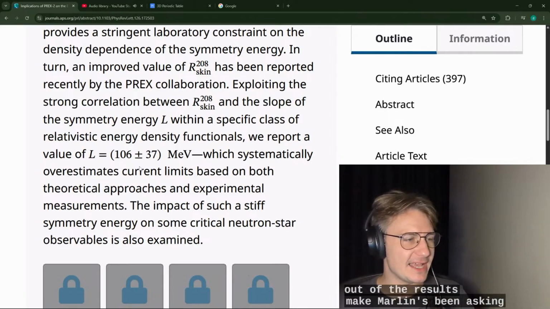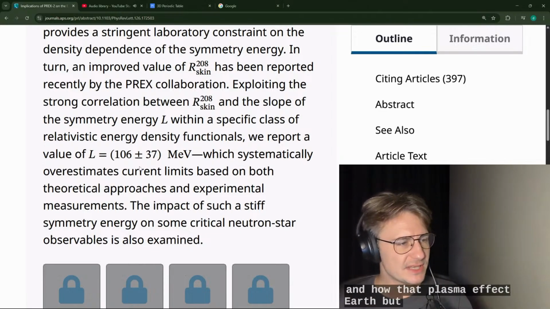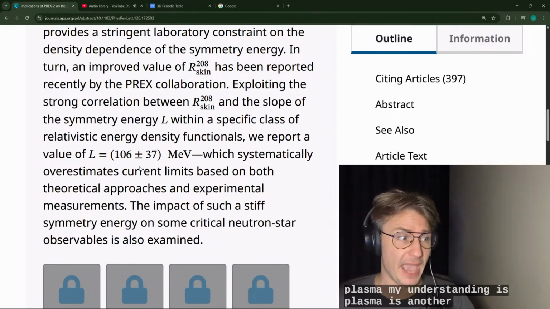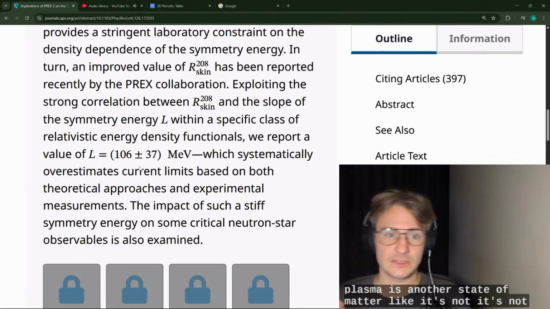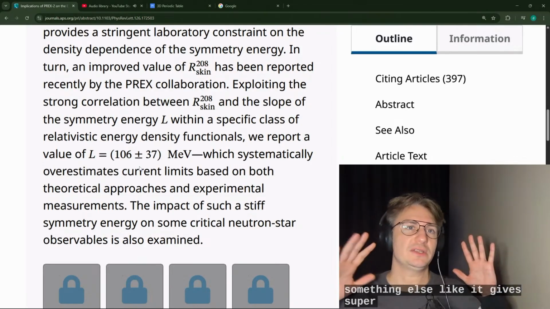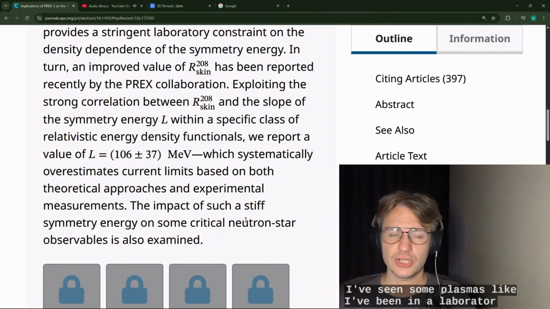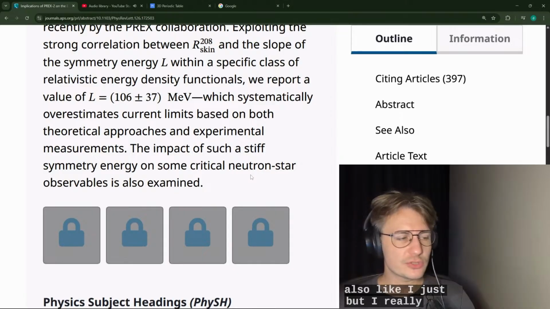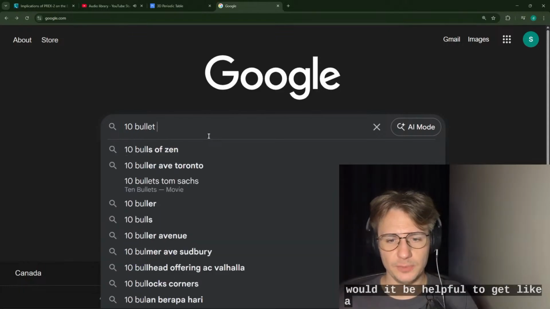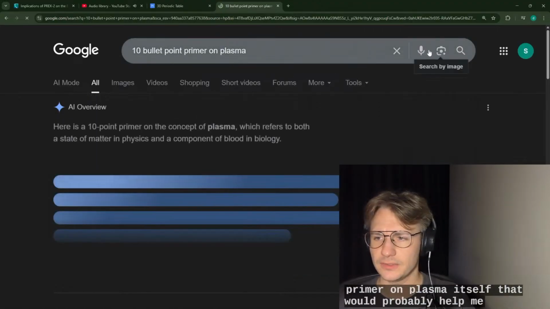McMerlin's been asking these AIs about plasma because of the sun, super cool, and how that plasma affects Earth, but it doesn't have a whole lot of information. Oh man, I'm pretty clueless on plasma. My understanding is plasma is another state of matter. Like it's not solid, it's not liquid, and it's not a gas. It's literally something else. Like it gives superconducting energy. I've been in a laboratory setting where we generated plasmas, but I really just don't know much about plasma. Would it be helpful to get a 10 bullet point primer on plasma itself? That would probably help me out a lot.